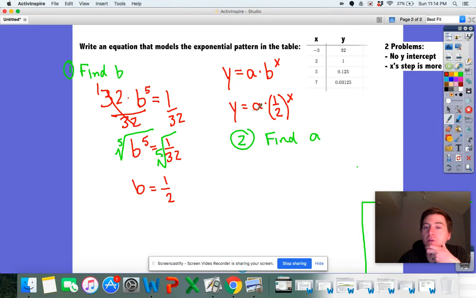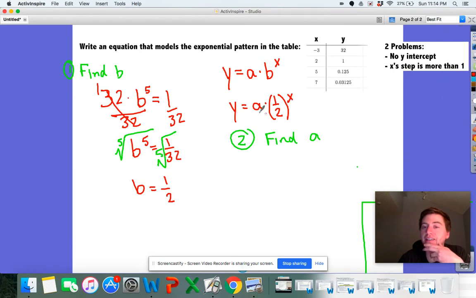So I know that y equals a times 1/2 to the x, and I'm searching for a. I can look at x and y. I know a bunch of x and y's right here, and I can just take any of them and plug them in as long as they're a pair, right? Any of these pairs can go in for x and y. I'm going to take 1 and 2 because it looks like the easiest of the numbers, right? -3, 32 might be fine too, but I'm not going to choose those. I'll choose 2 and 1.